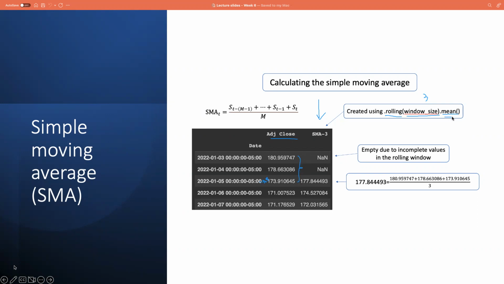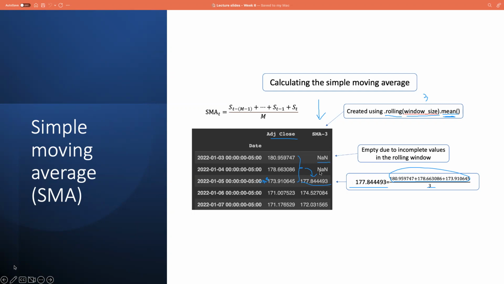And then we apply the mean method, which calculates the average, and it gives me the price point here. We can verify the calculation by explicitly taking the first 3 prices and dividing by 3, which gives me the same value. So this is essentially how it works in code.